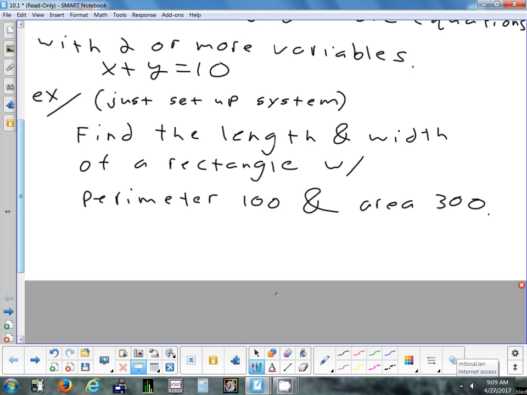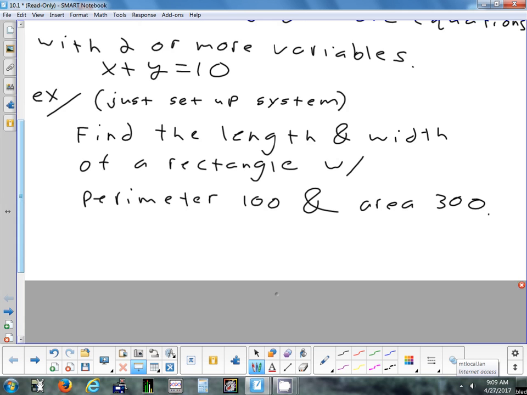Okay, this one I don't want to solve, I just want to set it up. So you should have enough information, knowing formulas for perimeter and area of a rectangle, to set this up. It says, find the length and width of a rectangle if the perimeter is 100 and the area is 300.